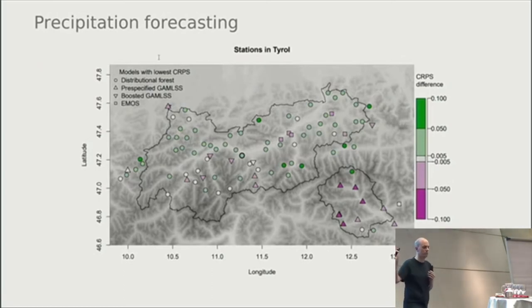Other questions about the precipitation model before I go into the next meteorological quantity?